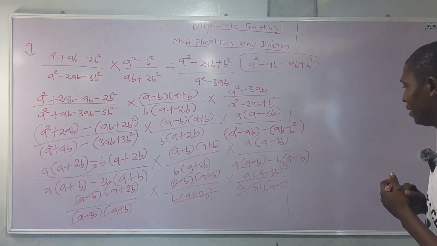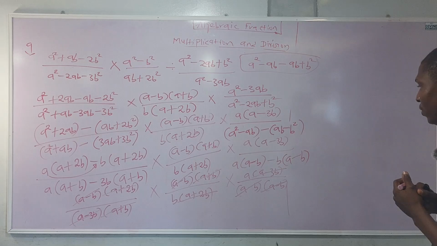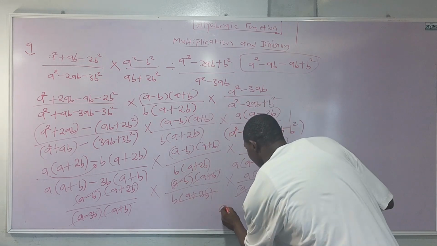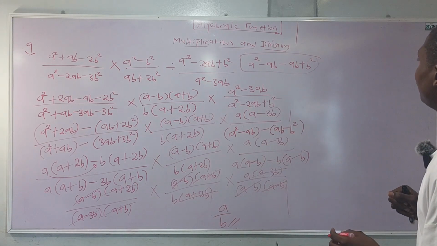Is there any other thing? No other stuff here to cancel. So I simply have my final answer as a all over what? b. But before I do that, let me cross-check this stuff.